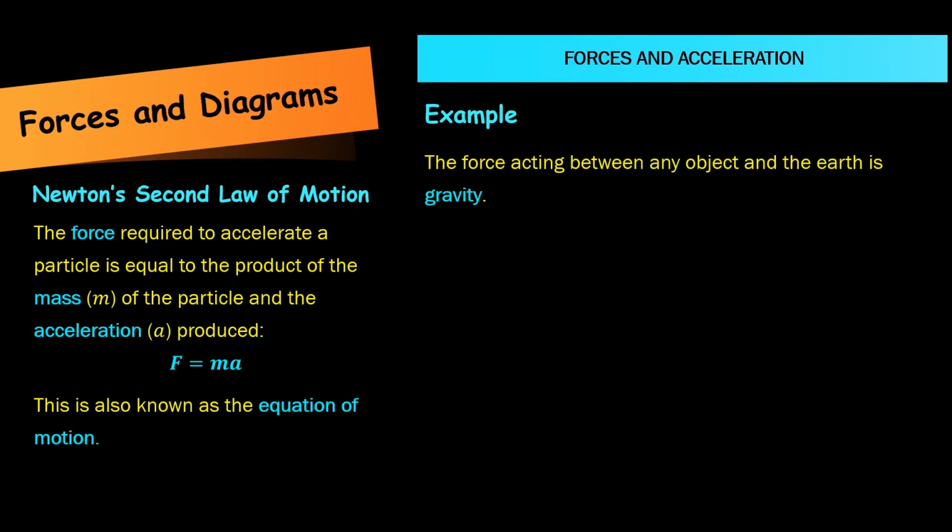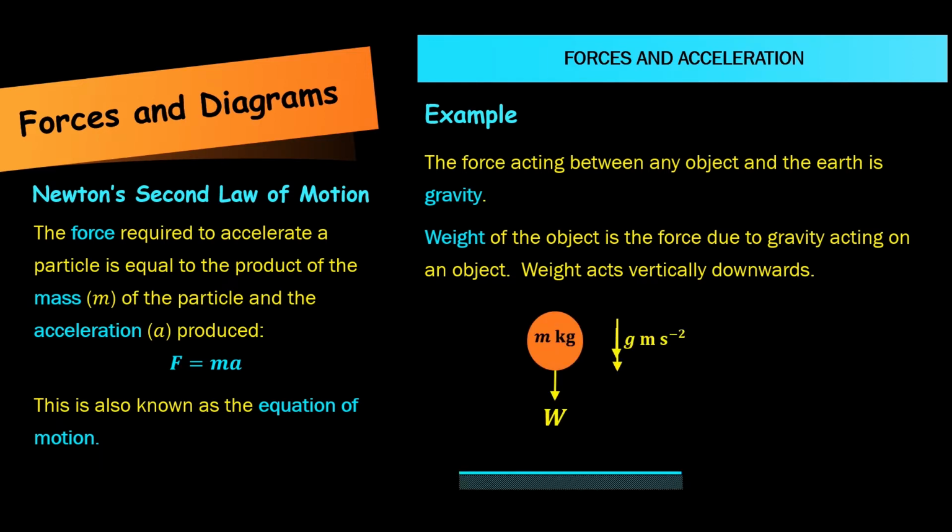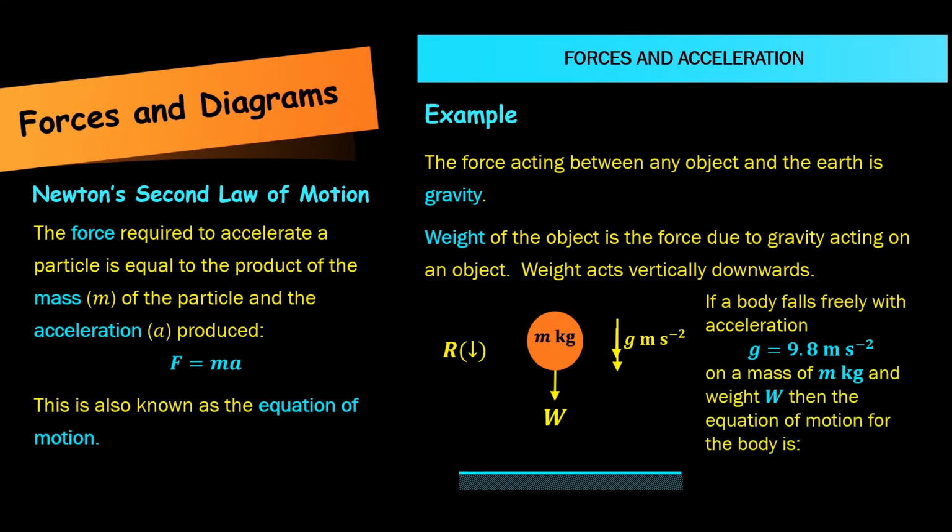Let's take a look at another example. The force acting between any object and the Earth is gravity. The weight of the object is the force due to gravity acting on an object. The weight acts vertically downwards. So if a body falls freely with acceleration g equals 9.8 meters per second squared on a mass of m kilograms and weight w, then the equation of motion for the body is W equals mg.